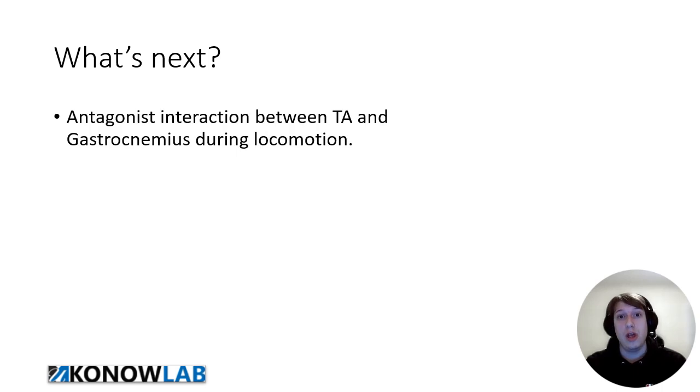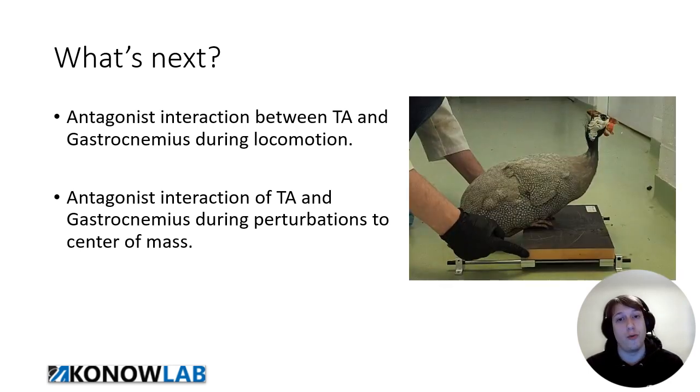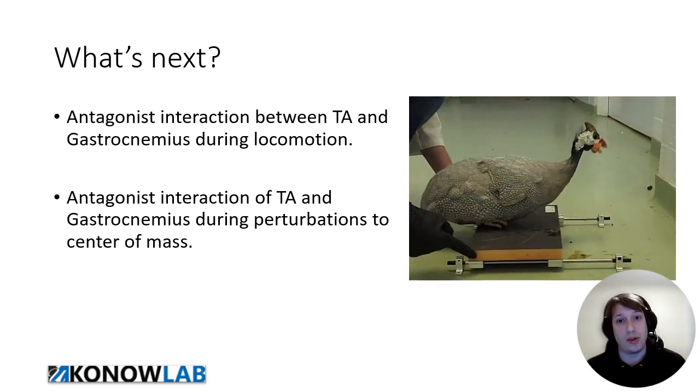So what's next? Well, we want to investigate the antagonist interaction between the tibialis anterior and the gastrocnemius during locomotion, which means more treadmill experiments, and we also want to investigate the interaction between these two muscles during perturbations to the center of mass, which will call for sliding platform experiments.